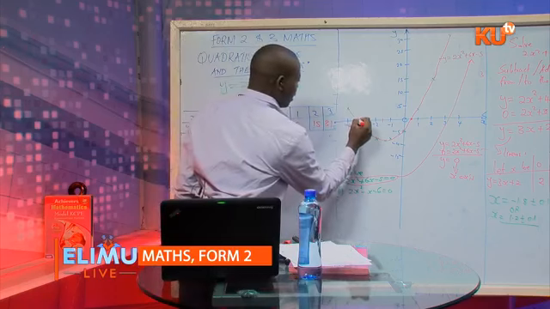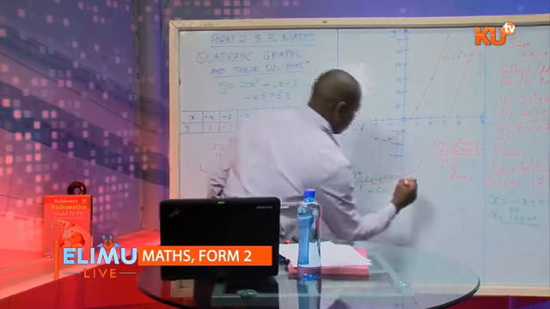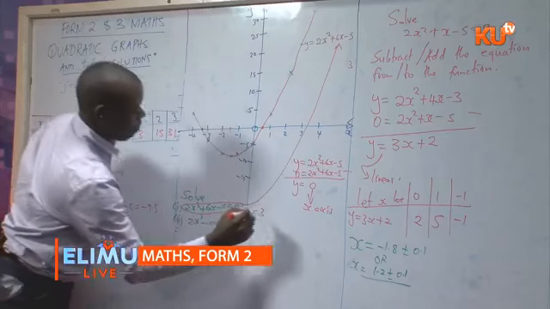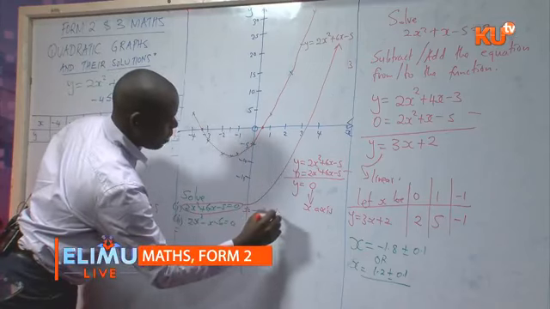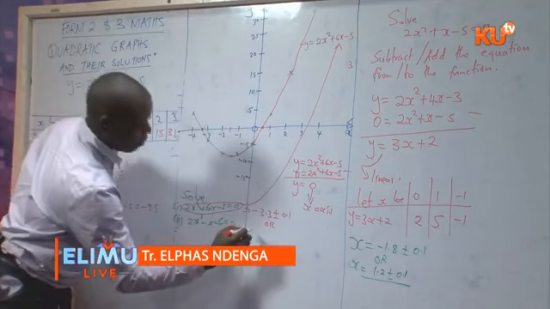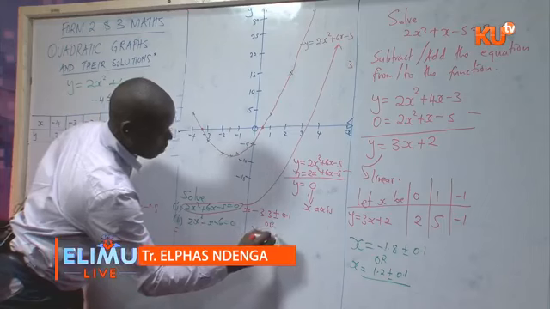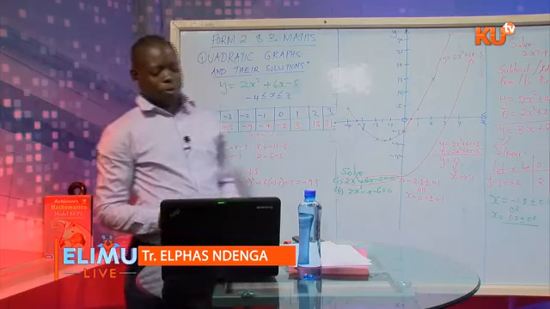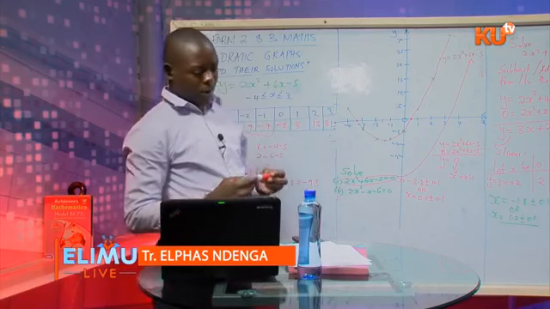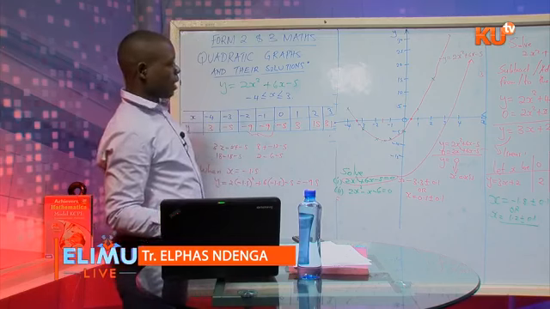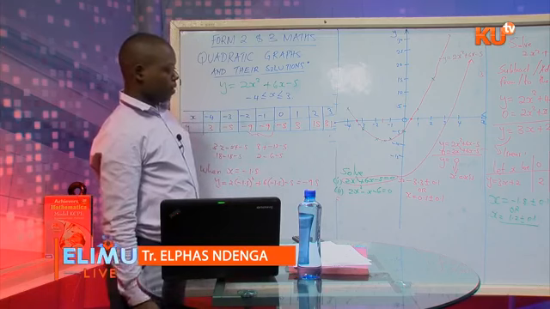So here the solutions are this, negative 3. X is equals to negative 3.3 plus or minus 0.1. Or at this point we have 0.5 plus or minus 0.1. Those will be the solutions. But you should be having more accurate values because you are using your graph books.